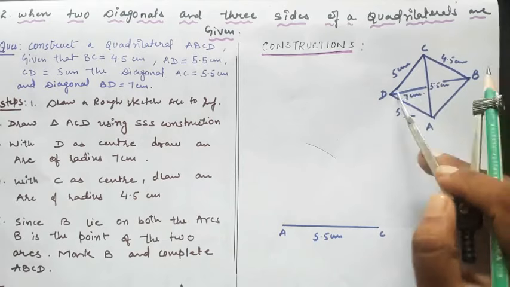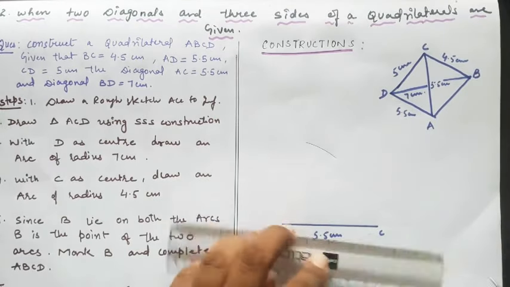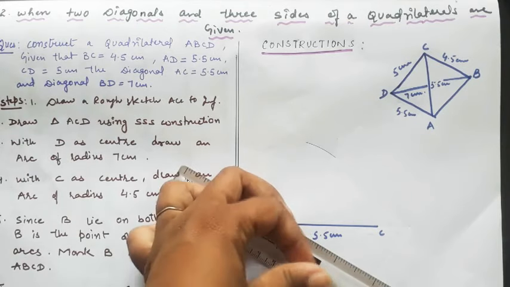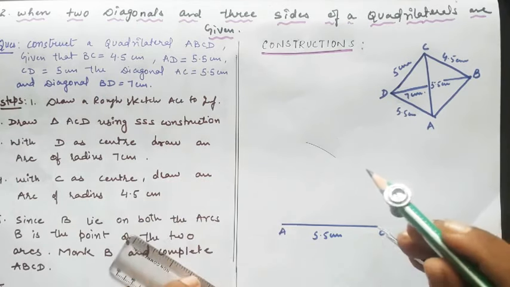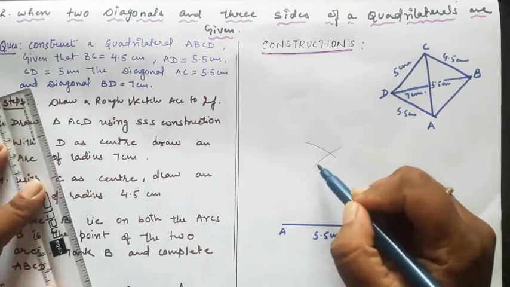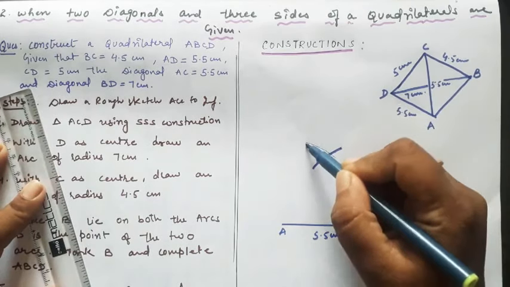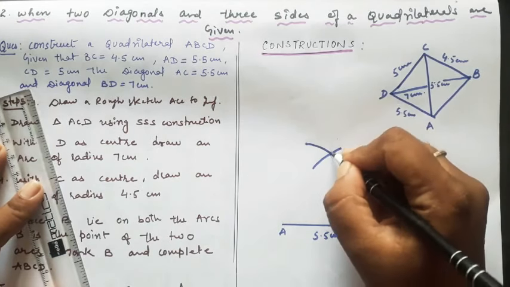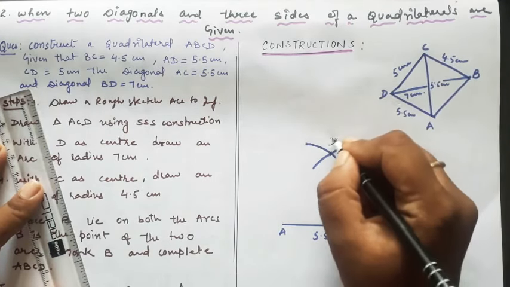From C, it is 5 centimeter. So just by measuring with the help of scale I could mark point D where these two arcs are intersecting. Okay, where these 2 points are intersecting, this point is our D point.